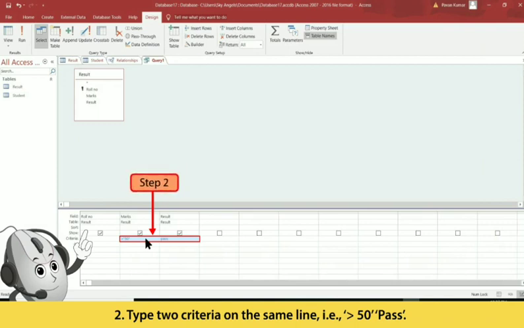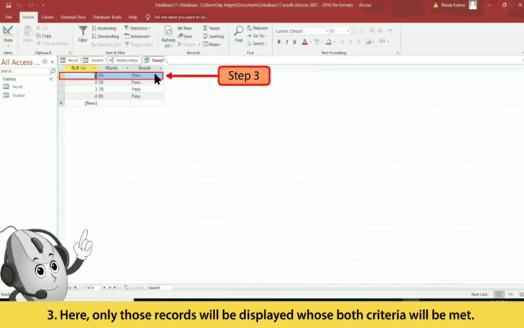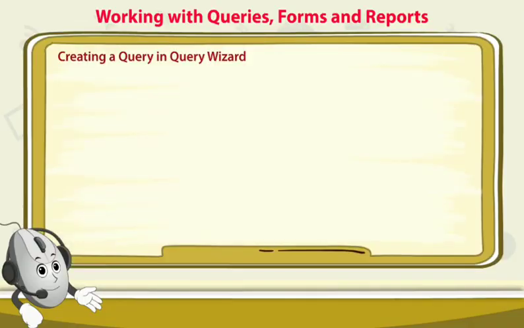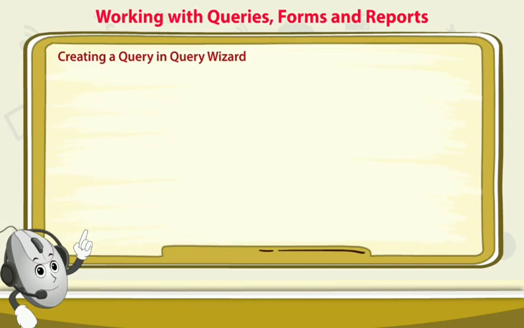Step number 2, type two criteria on the same line, that is greater than 50. Okay, marks greater than 50. And the second one is pass. Here only one record will be displayed whose both criteria are met. It is called AND condition. There both conditions must be specified.